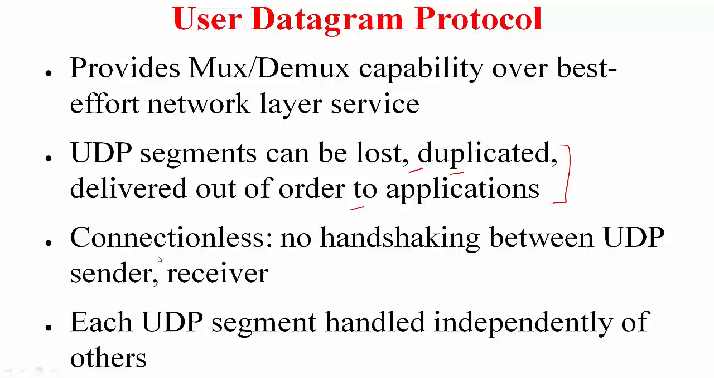As mentioned earlier, this is connectionless multiplexing, demultiplexing. In other words, the UDP sender and the receiver do not exchange any information to establish any connection. So each UDP segment is handled independently of the others. At the transport layer, you don't care whether this particular UDP segment belongs to a flow or not, because you're not even maintaining any state. You just treat the segment by itself and deliver it to the right process.